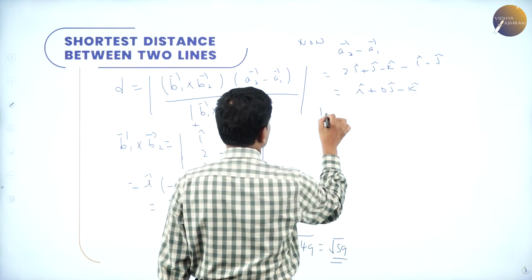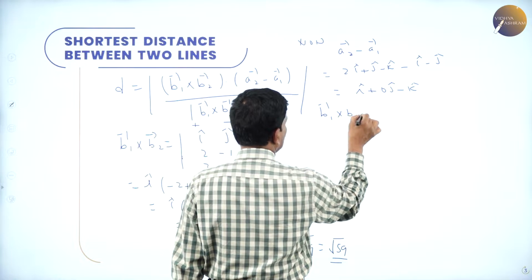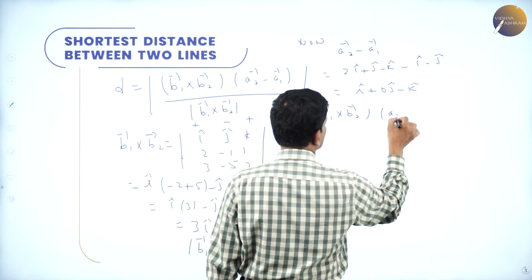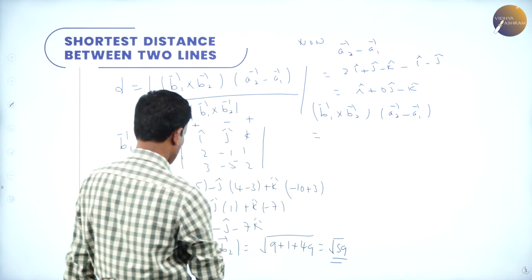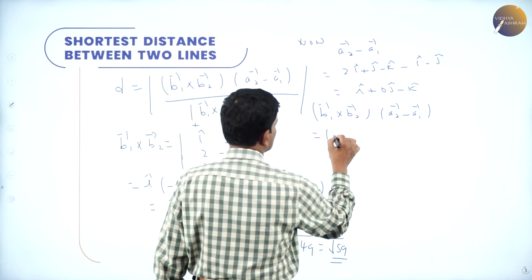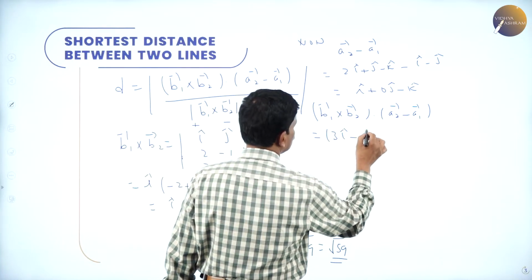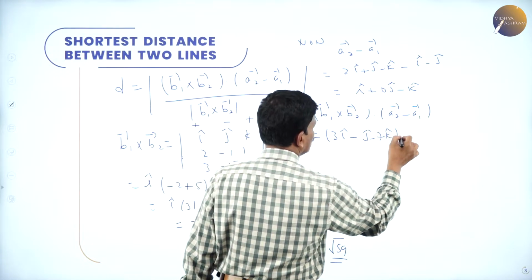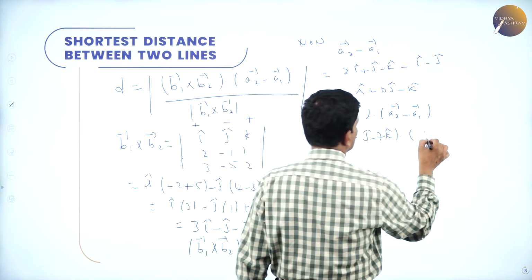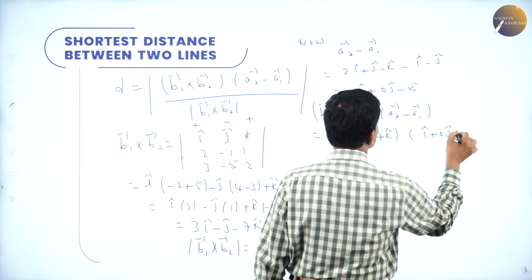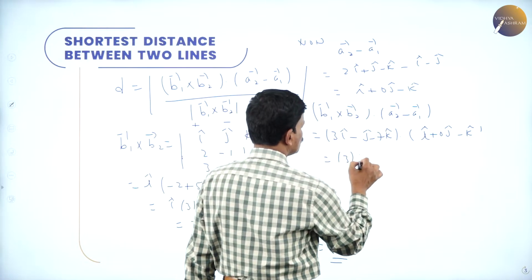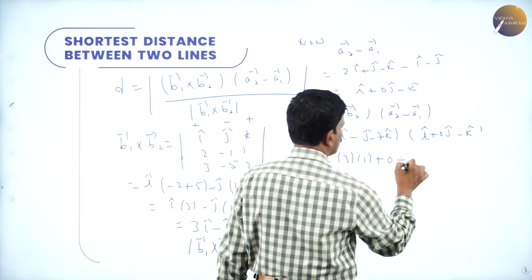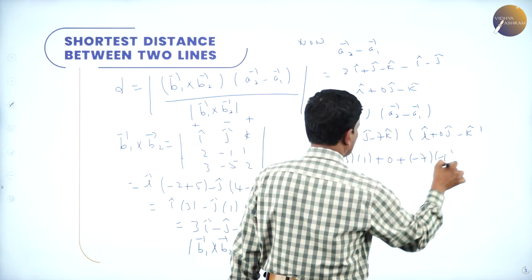Now write down the dot product of these two. b1 cross b2 dot (a2 minus a1) is equal to, what is b1 cross b2? 3i minus j minus 7k dot i plus 0j minus k. Write down the dot product: 3 into 1 plus 0 plus minus 7 into minus 1.